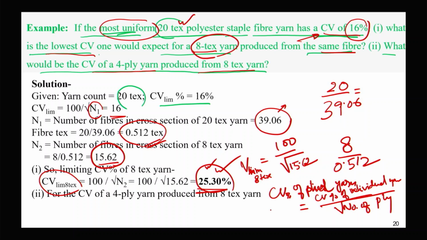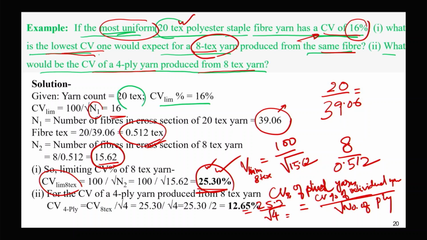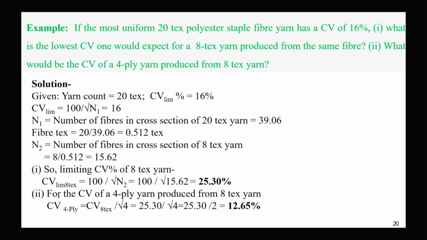25 is the limiting CV. So 25% of the CV is the CV which the machine is producing. 25.3 divided by number of ply, which is 4, will become 12.6. So it is coming 12.6.